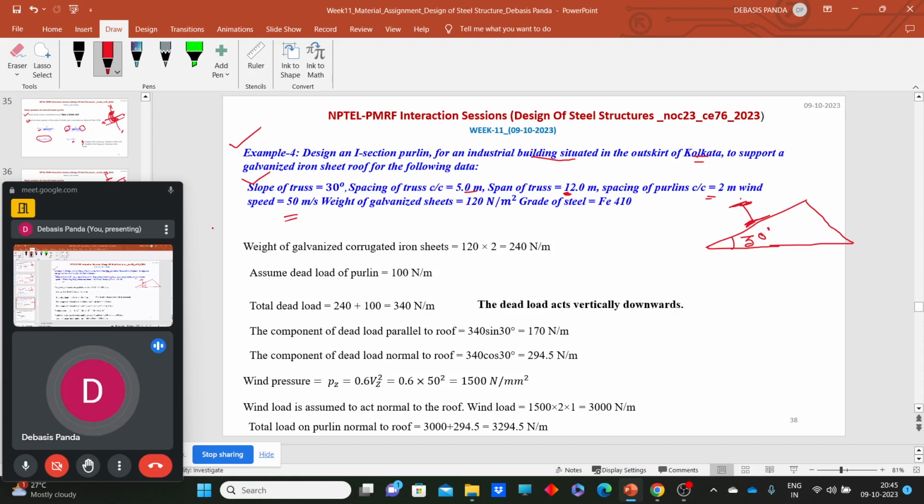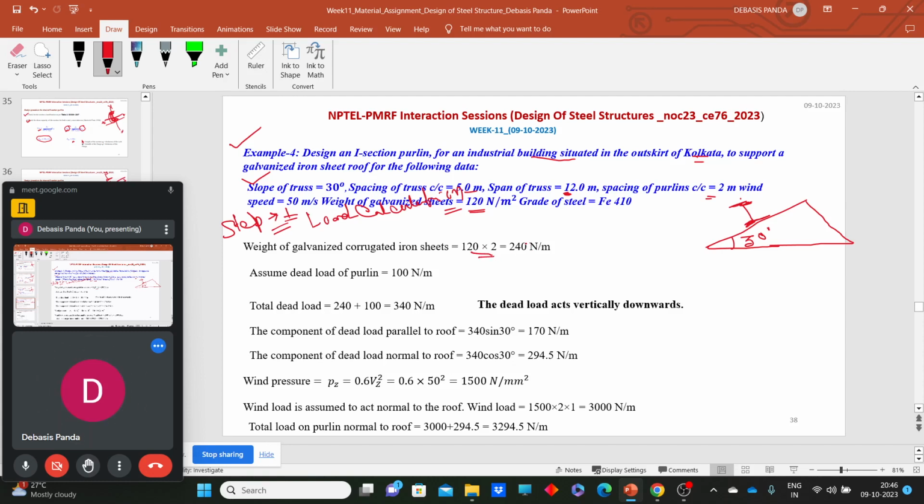So what should be the first step? The first step should be the load calculation. Step 1 should be the load calculation. So first thing, weight of the galvanized iron. Here per meter square is given as 120 Newton per meter square, and the spacing of purlin is 2 meter. So obviously for per meter length you need to calculate it. So 120 multiplied by 2, that means 240 Newton per meter.